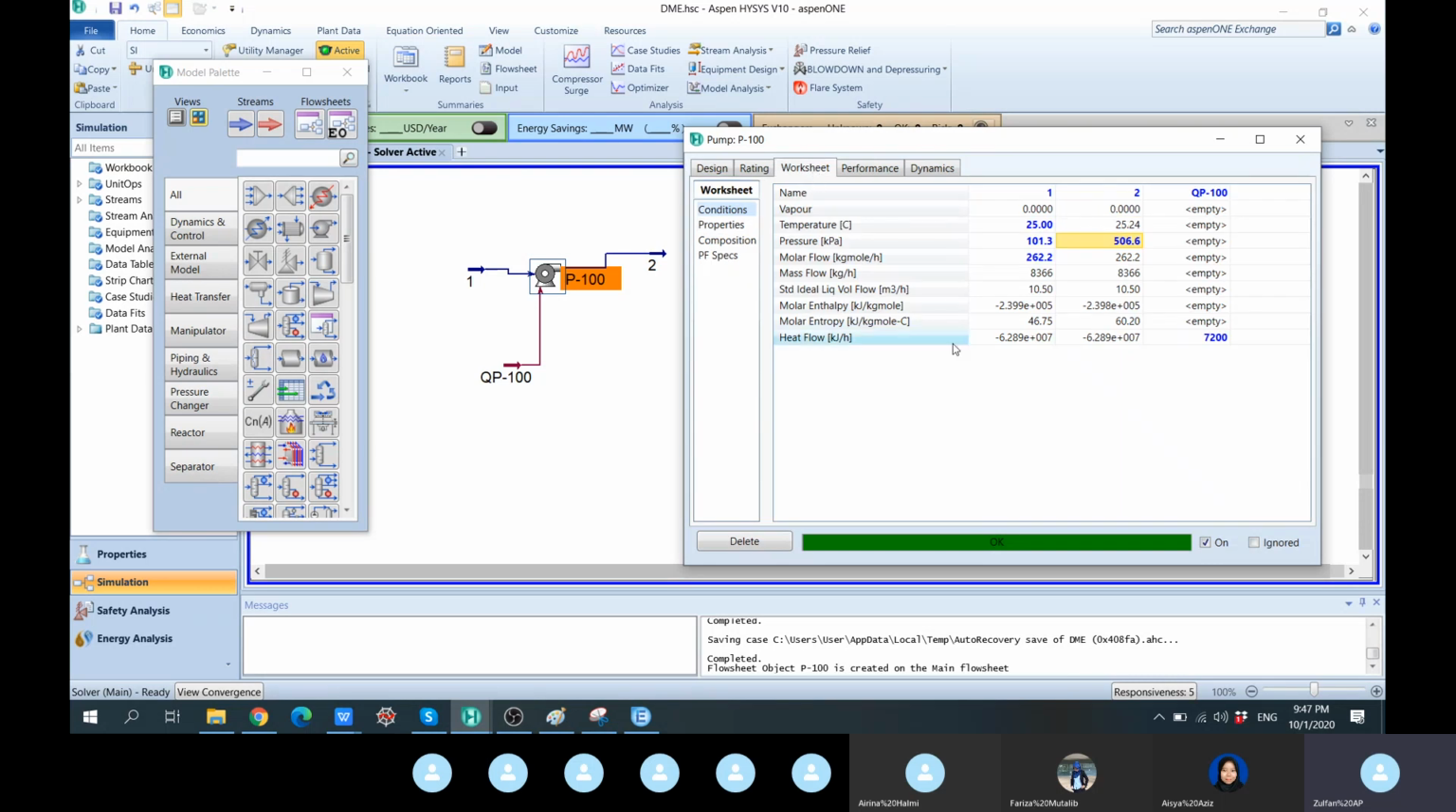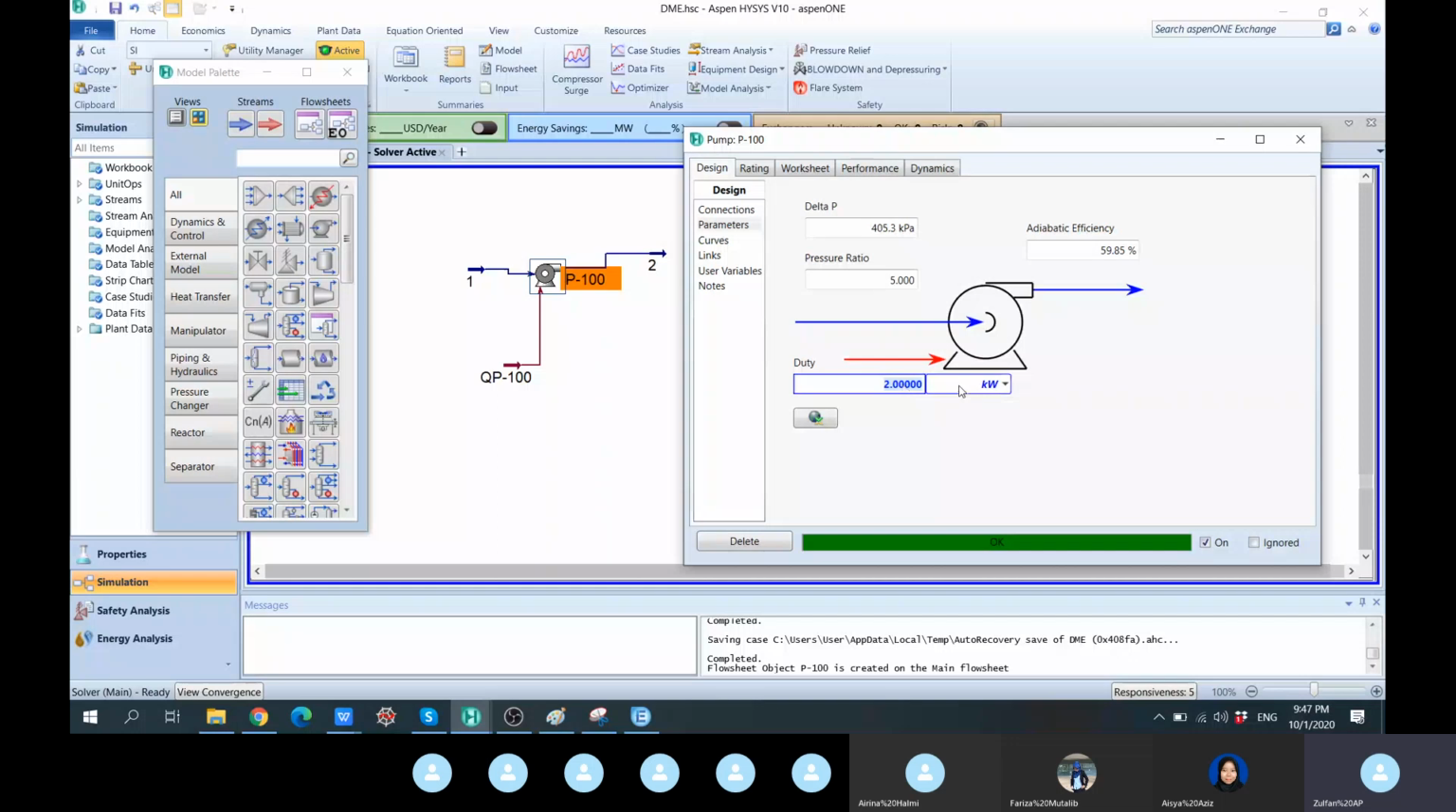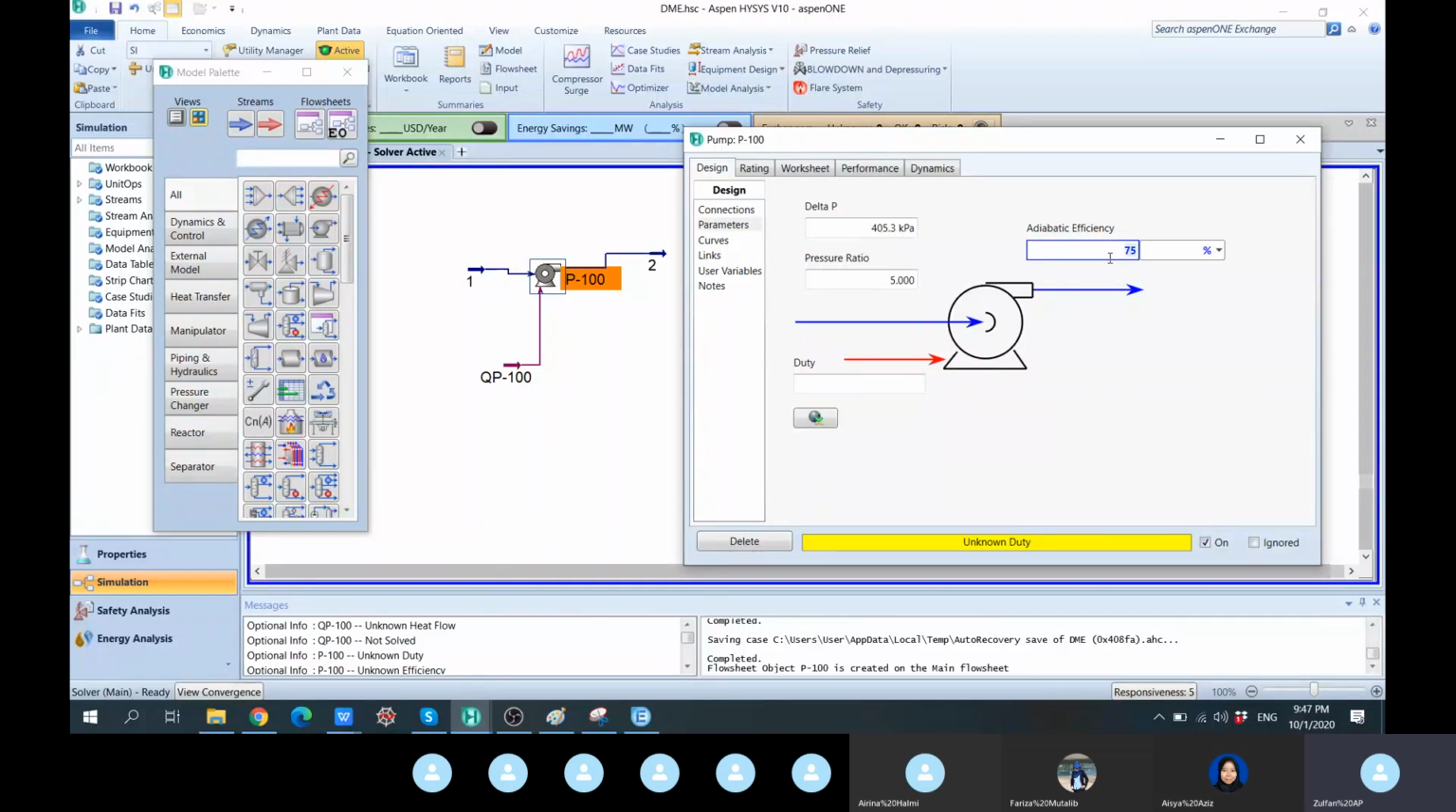You can go back to worksheets. So you are specifying two, P and then W, so that the efficiency is calculated. I don't do this. We typically have the 75% efficiency of the pump. So this is one way to specify the pump.